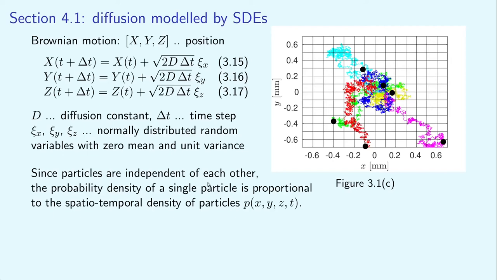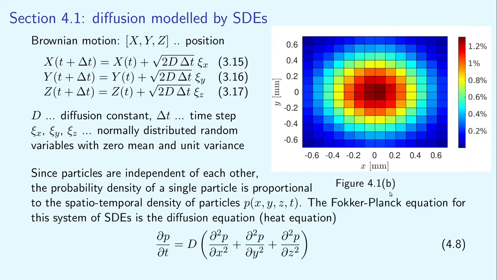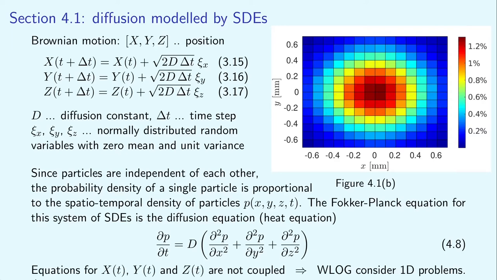Since particles are independent of each other, the probability density of a single particle is proportional to the spatiotemporal density of particles, which I denoted P. Therefore, if we simulate millions of particles, divide the domain into compartments, and count the numbers of particles in compartments, we obtain a relatively smooth spatiotemporal density of particles, as shown in Figure 4.1b, which can also be obtained by solving the corresponding Fokker-Planck equation, which is the diffusion equation, or heat equation, written in the lecture notes as equation 4.8.